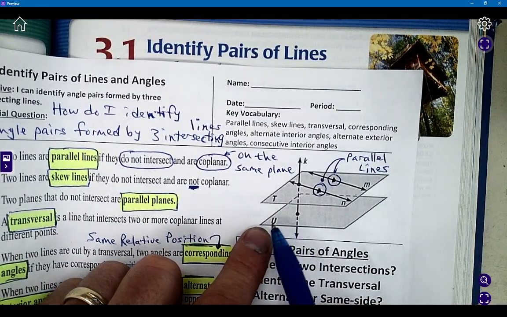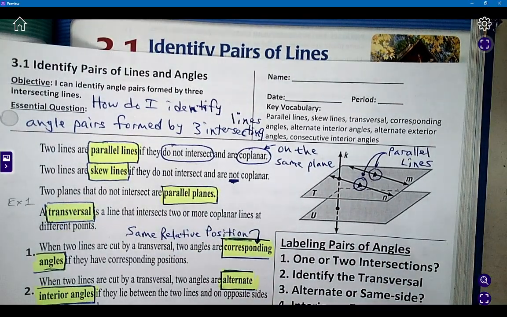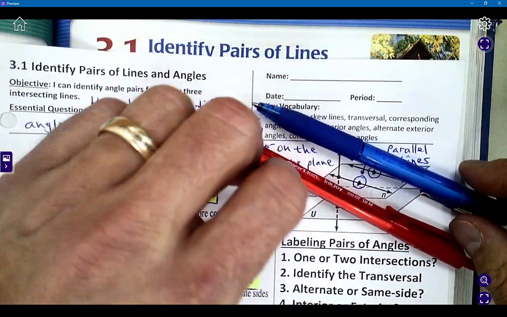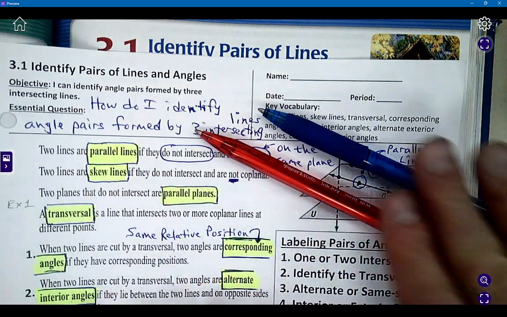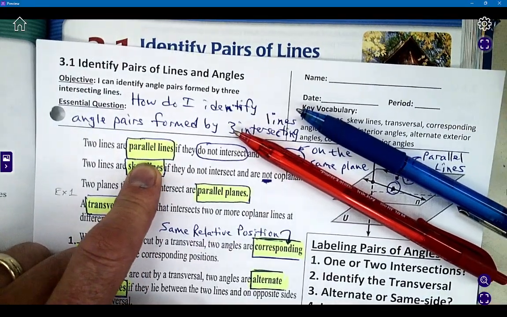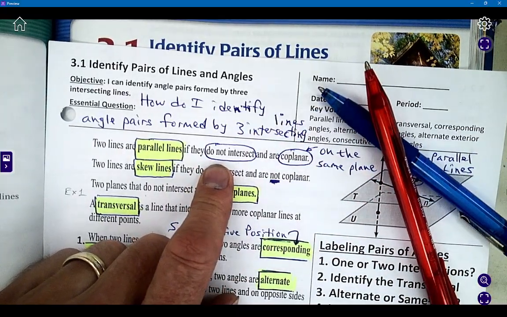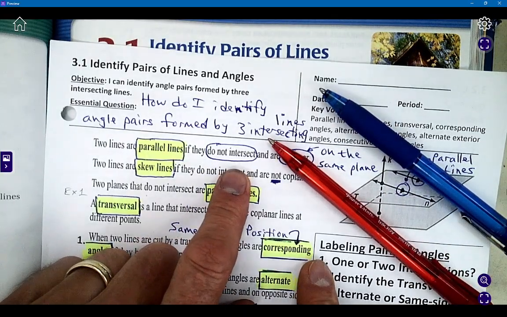And this is plane U underneath there. So for two lines to be coplanar, it means that they are on the same plane. They are on the same two-dimensional flat surface. So to be parallel, there are two parts of the definition. One, they don't intersect. And two, they have to be on the same plane.